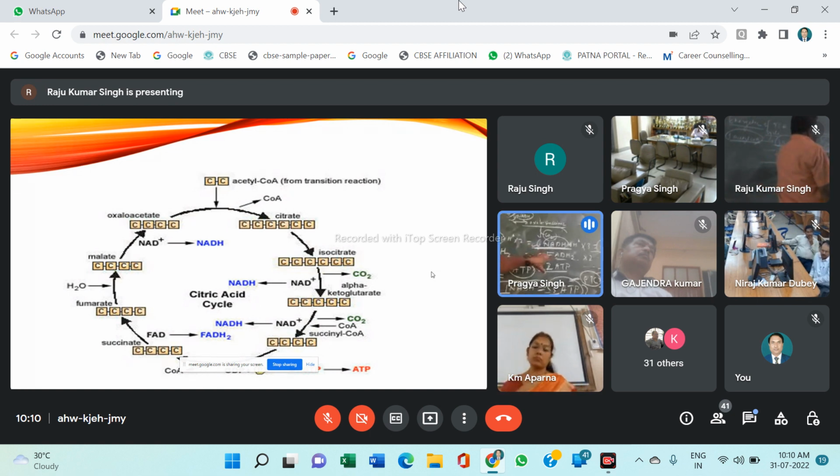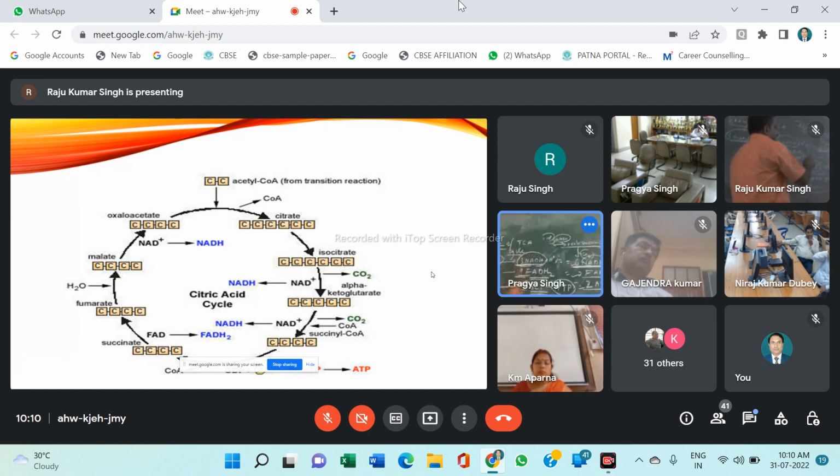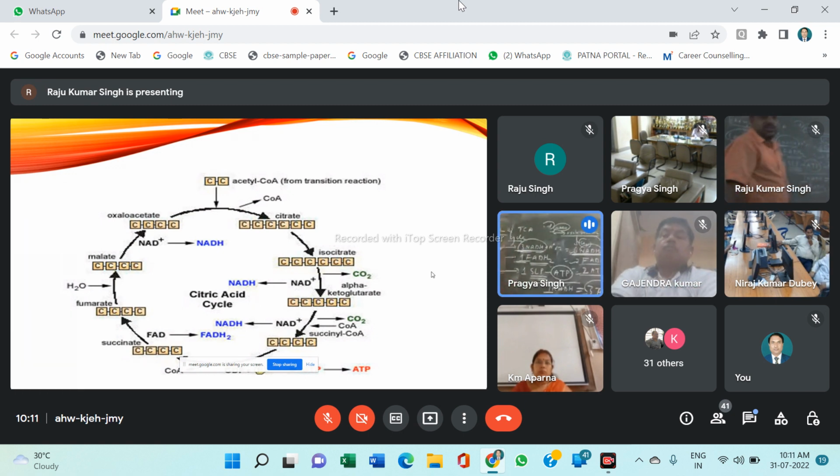So for the Krebs cycle, ultimately, we are having 24 ATP. If we link with the link reaction, we saw one pyruvate gives one NADH. So ultimately, there will be formation of 2 NADH there, in the link reaction.